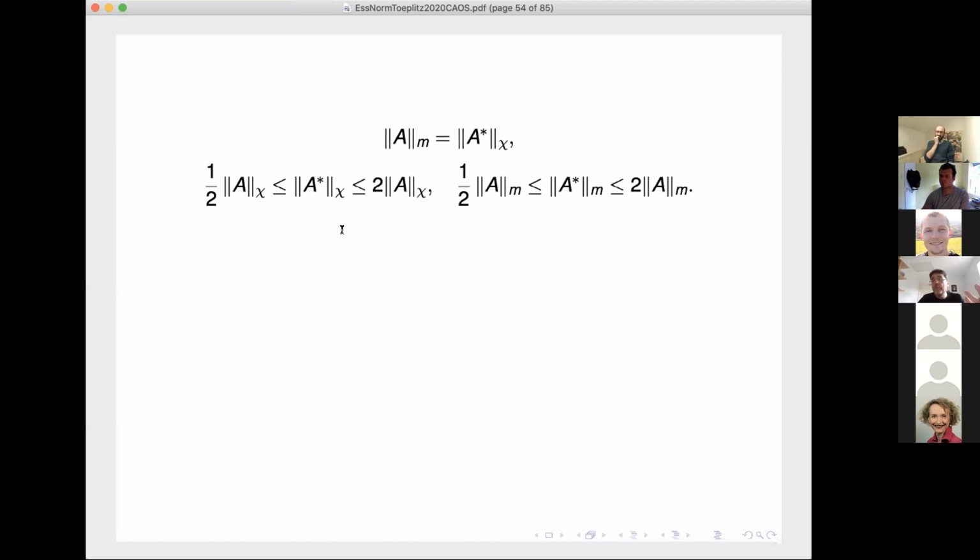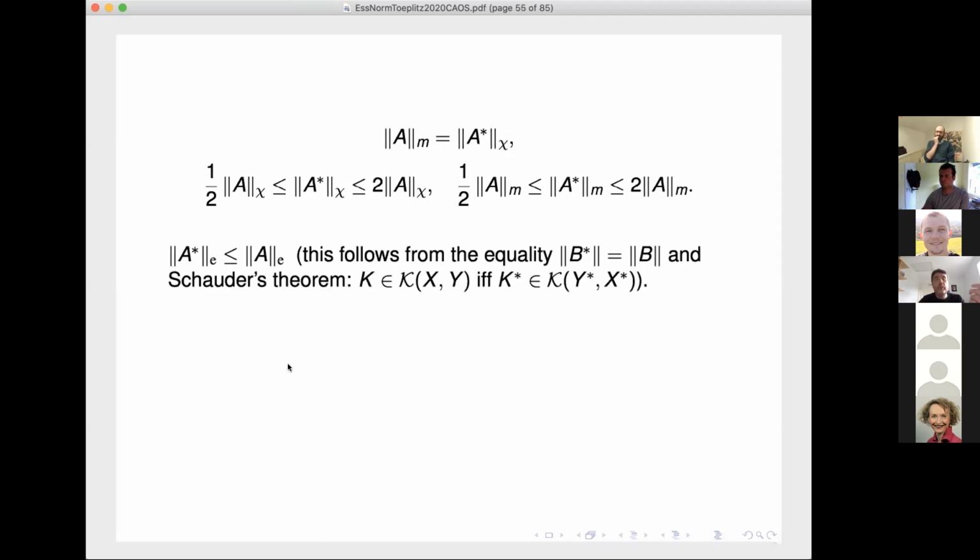Somehow you can think that maybe the result that I showed you, you can just get by duality. And we know that the essential norm of the dual operator is less than or equal to the essential norm of the original operator. It's quite easy to prove. It follows from the fact that the norm of the dual operator is the same as the norm of the operator.